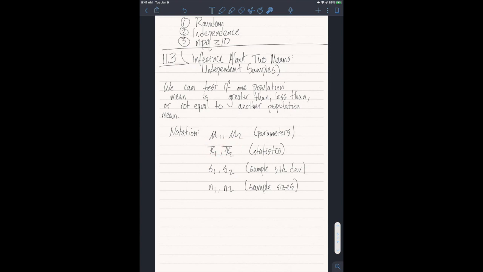We can go out and get statistics. Maybe I sample 100 men, 100 women. I can find an average weight of men, average weight of women. I can find the standard deviation of those samples I drew, and then also my sample sizes.